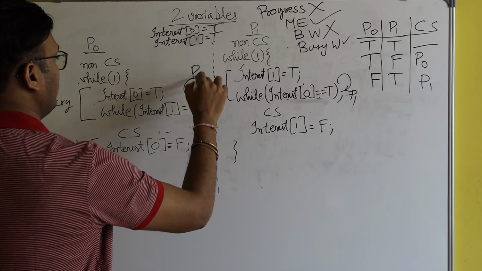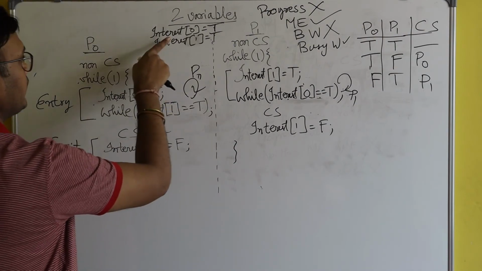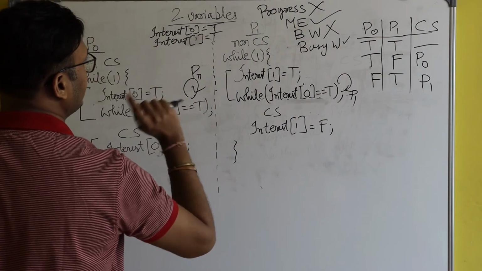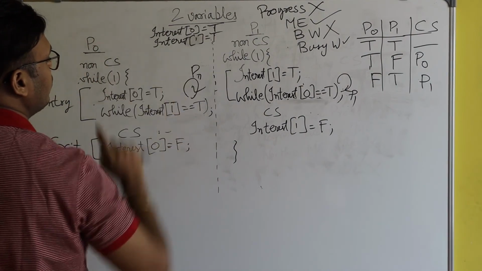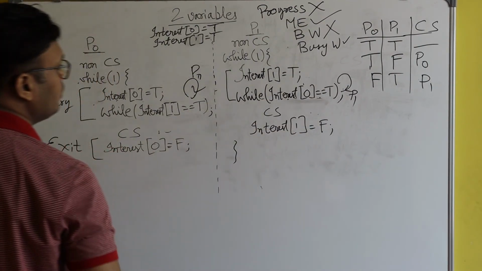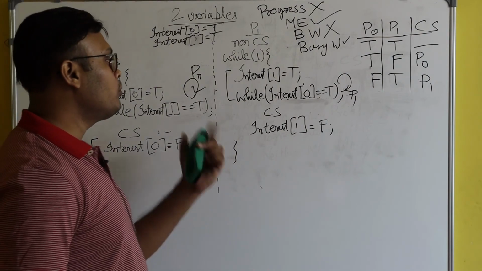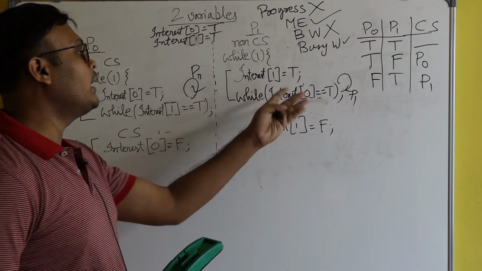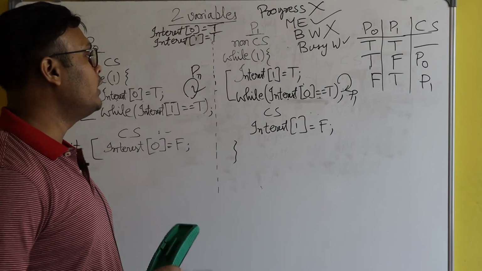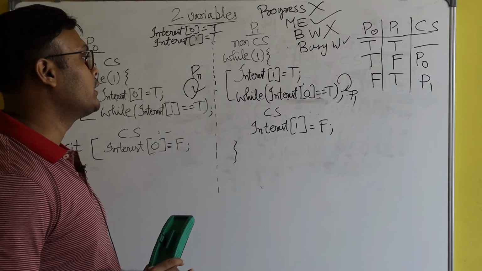Why? Because if P0 is interested to enter inside the critical section, then interest of 0 is equal to true, and if P1 is interested to enter inside the critical section, interest of 1 is equal to true. So here you see the condition of the while loop is true. So both the processes are stuck in the while loop and they can't come out from this condition. So this condition is called deadlock. Here both the processes can't get the entry inside the critical section.